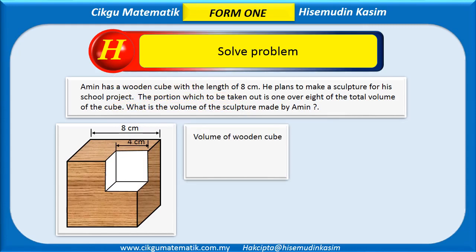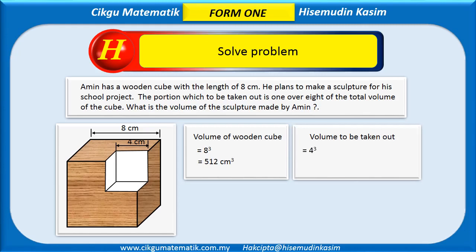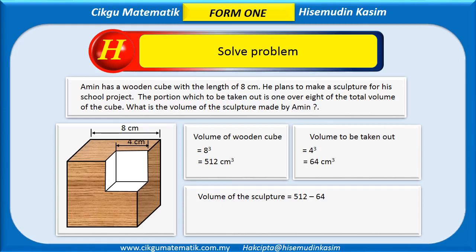Volume of wooden cube equals 8 cubed equals 512 cm cubed. Volume to be taken out equals 4 cubed equals 64 cm cubed. Volume of the sculpture equals 512 minus 64 equals 448 cm cubed. The volume of the sculpture is 448 cm cubed.